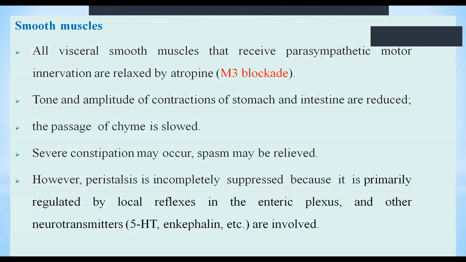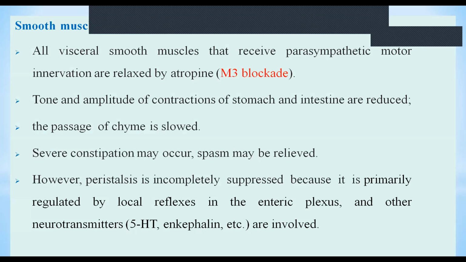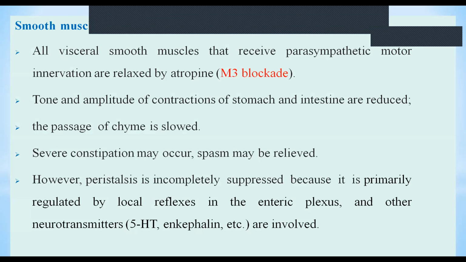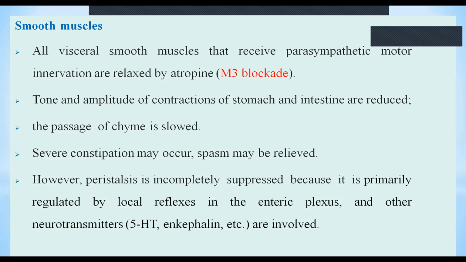And the smooth muscles, like all visceral smooth muscles that receive parasympathetic motor innervation, are relaxed by atropine because they have the M3 type of receptor. Tone and amplitude of the contractions of stomach and intestine are reduced. The passage of chyme is slowed. This is another exaggerated side effect of atropine: severe constipation may occur, and spasm may be relieved.